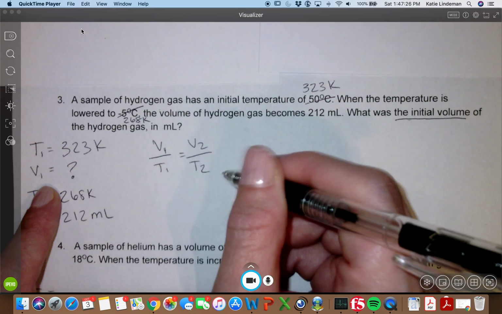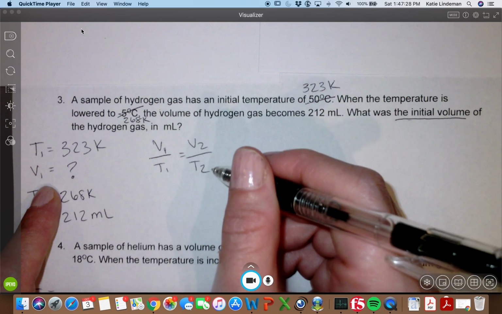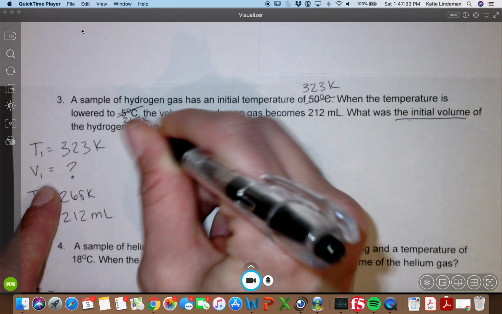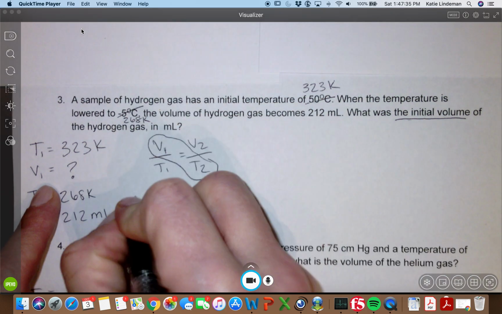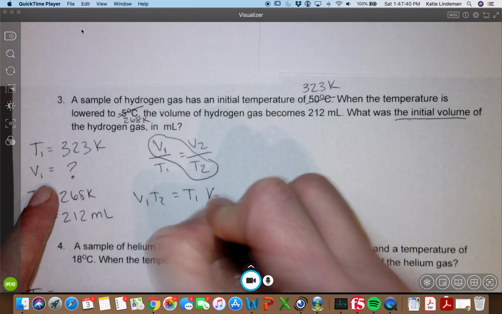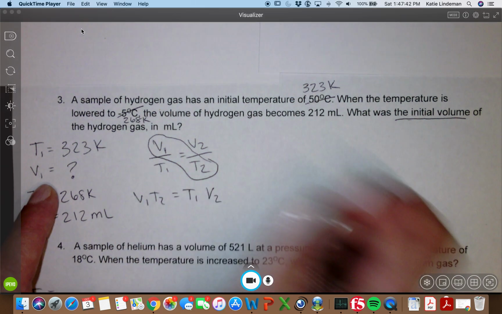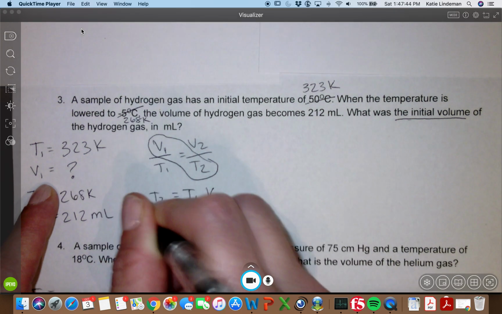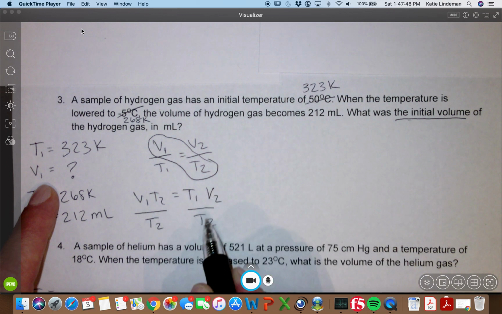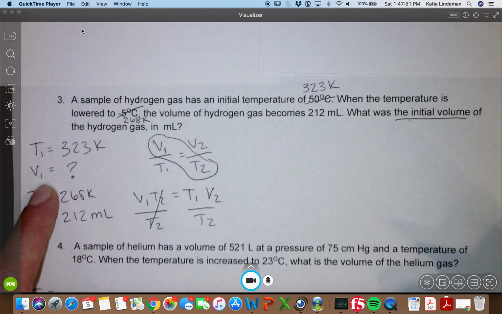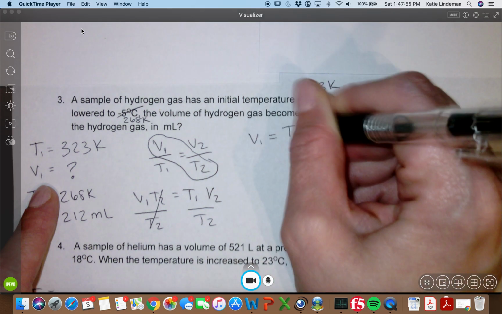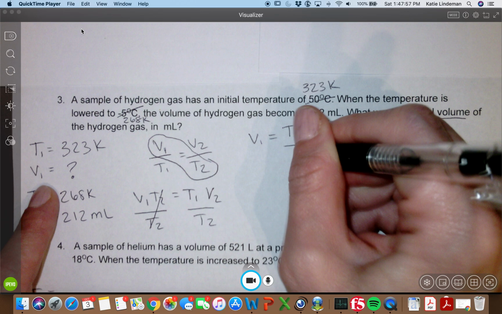So the first thing I always do here is I just cross multiply. I think that's the simplest way to get rid of the fraction. So V1 T2 is equal to T1 V2. And again, I'm solving for V1. So I need to get V1 by itself. So I divide each side by T2 to move T2 over. So V1 is equal to T1 times V2 divided by T2.